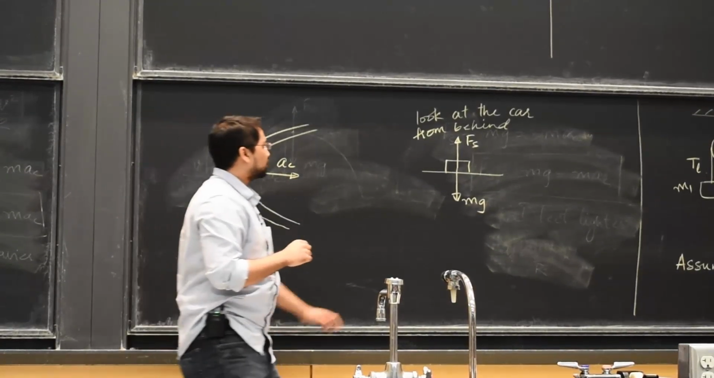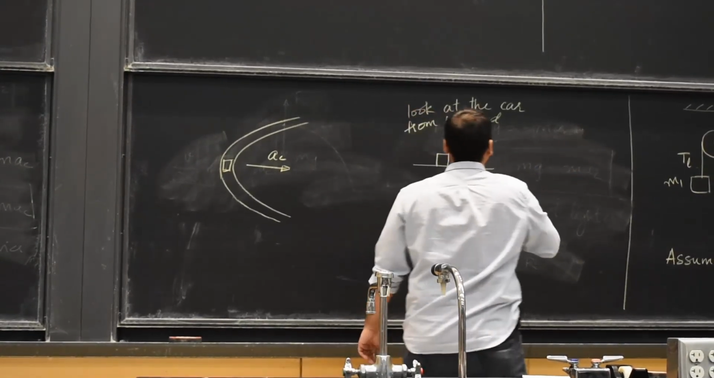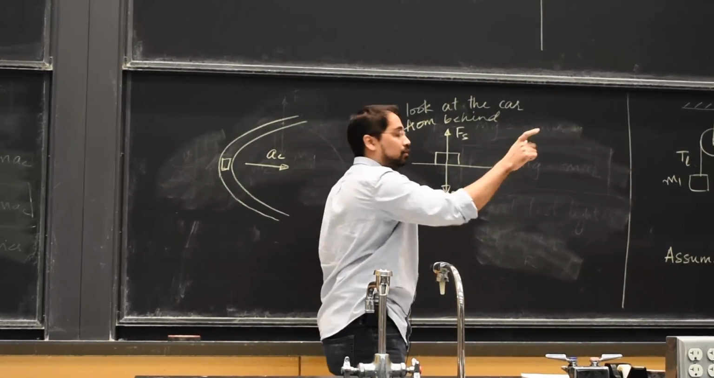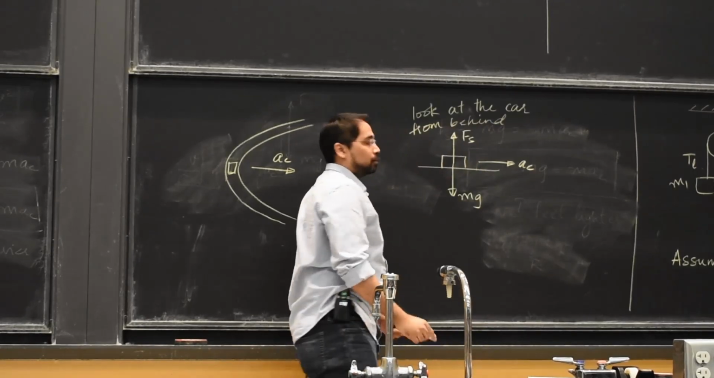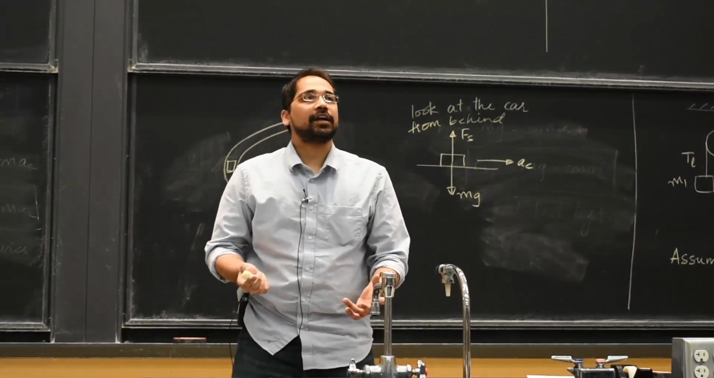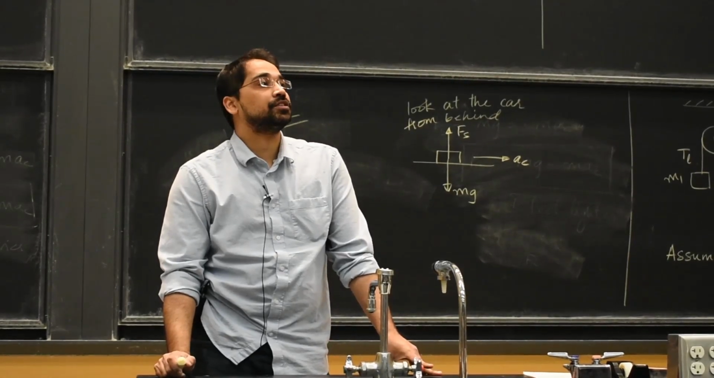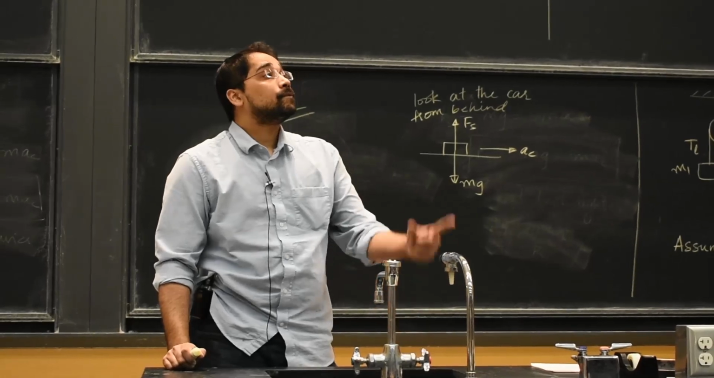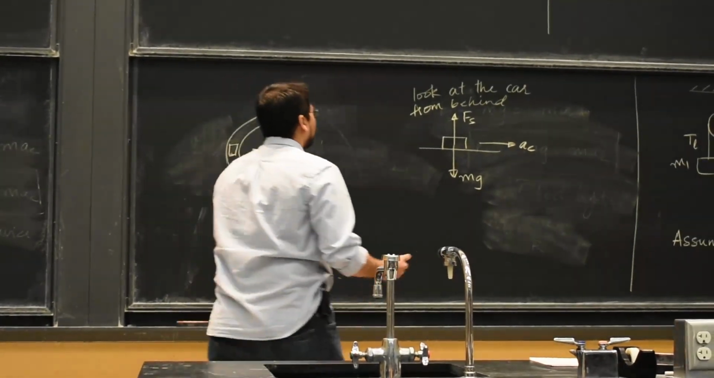If I'm looking at it from behind and I'm taking a turn this way, how would centripetal acceleration look? To the right again. Do I have any force acting to the right here? How am I even getting the centripetal acceleration? There must be some force. Friction. Exactly.